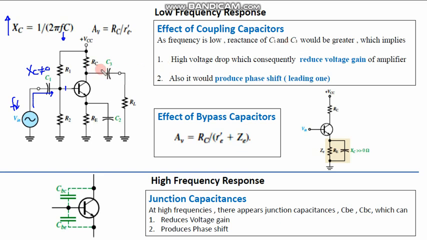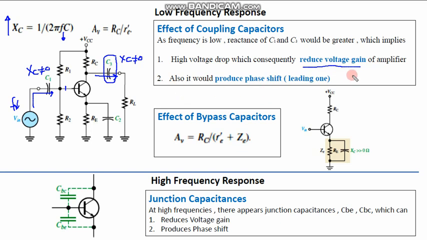Similarly over here the same phenomenon applies in C3. The signal will be significantly dropped in this C3. Why? XC is not equal to 0, it has some value. So when that happens, the overall voltage will be decreased, right? So a reduction in voltage gain would occur at low frequencies, and it would also produce a phase shift. So basically this is a property of an RC circuit.